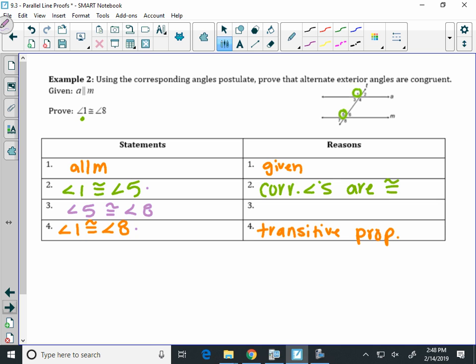Angle 5 is congruent to angle 8. And when I look at my diagram, here's angle 5, here's angle 8. The reason why they are congruent is because they're vertical angles. And we know vertical angles are congruent, so that's our reason. And then we're done. It's the same steps every single time. Just linking two angles together. Your last reason every single time is always transitive property.